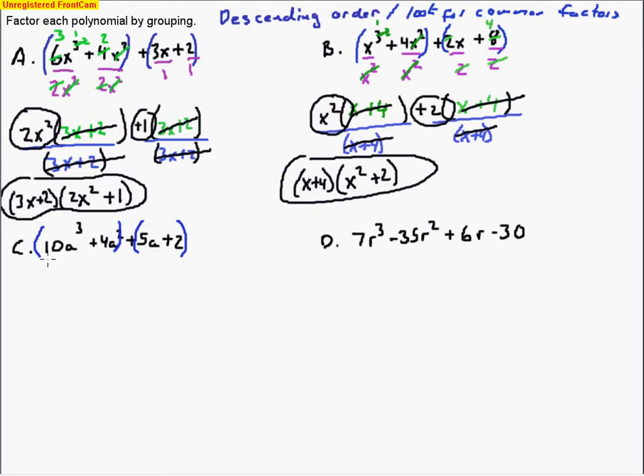So let's take a look at this first set. We've got a 2 that goes into each of those 2 coefficients of 10 and 4. And we've got 2 a's, a squared and a squared. Over here, no numbers go into 5 and 2, but we always have that common factor of 1. So we go ahead and take out that common factor of 2a squared, and we go ahead and do some reducing. So let's do that.